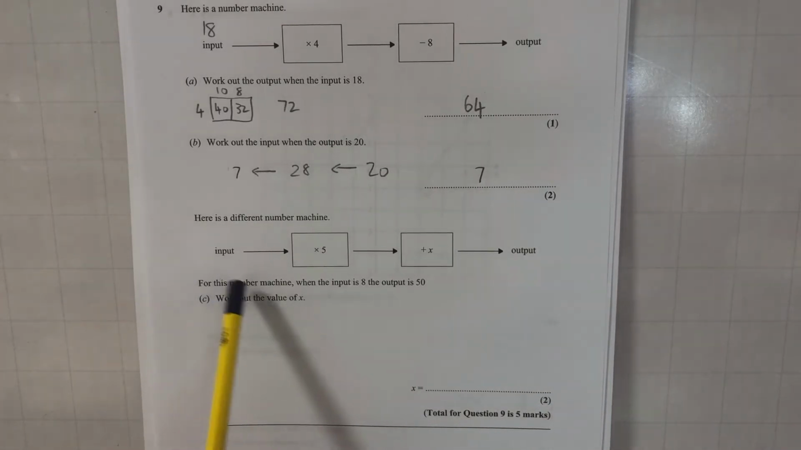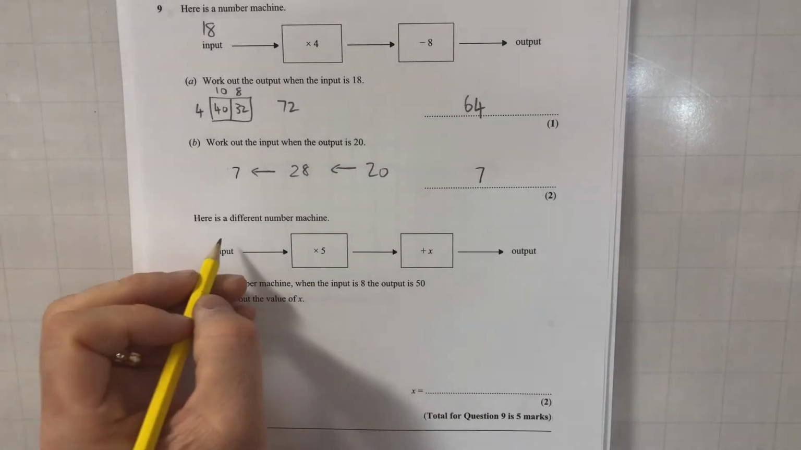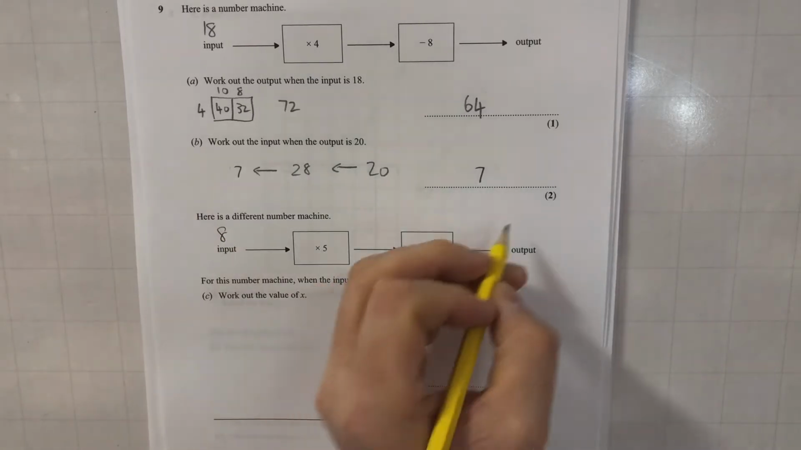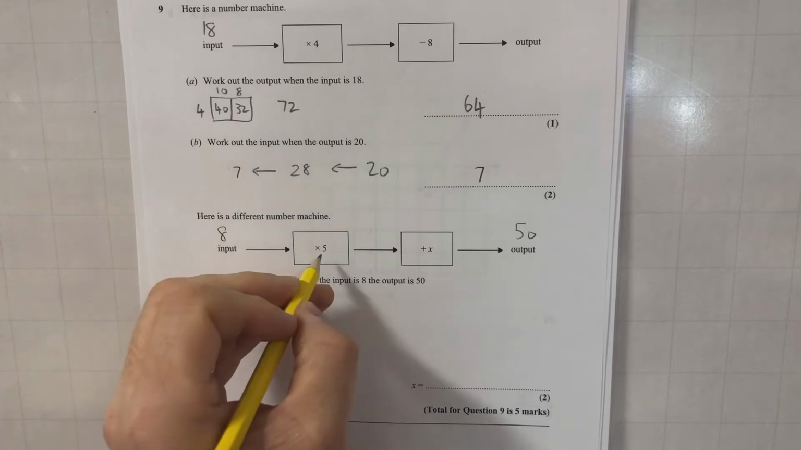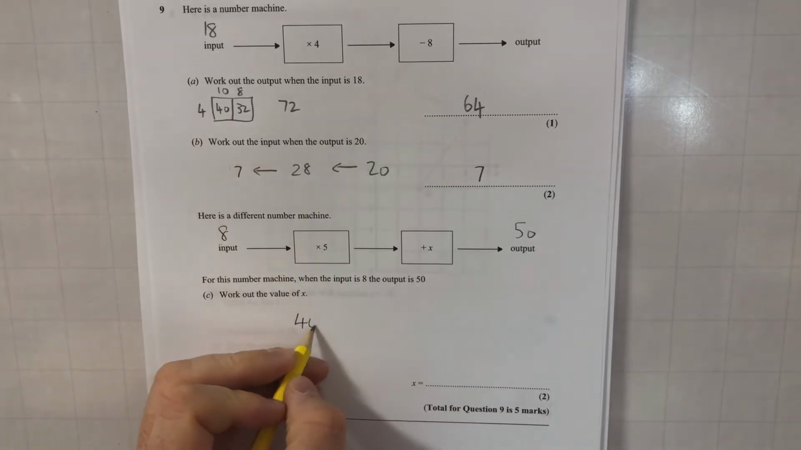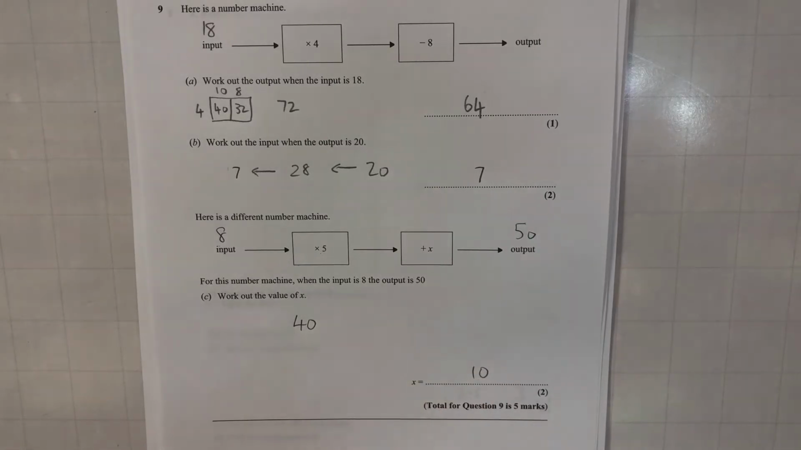Here's a different one for this number machine. When the input is 8, the output is 50. Well, 8 times by the 5 makes 40, so that means I must add 10 to make 50.